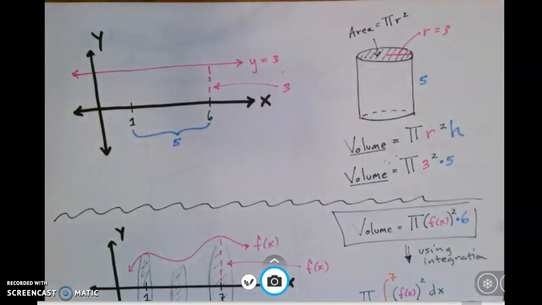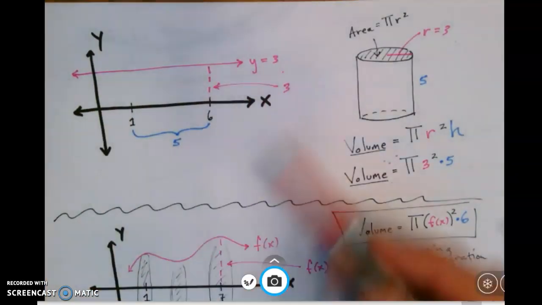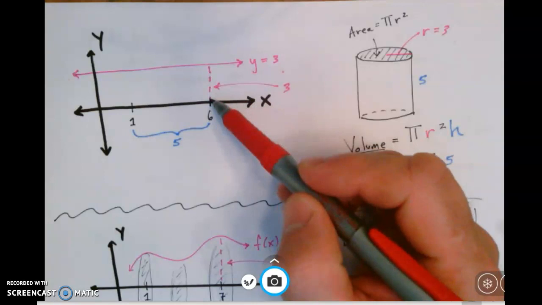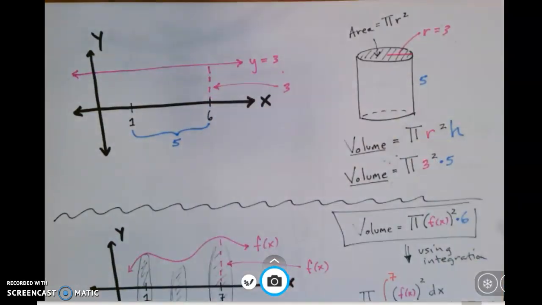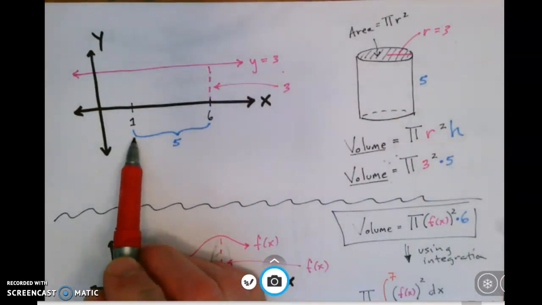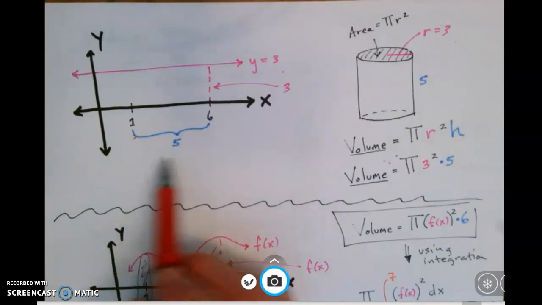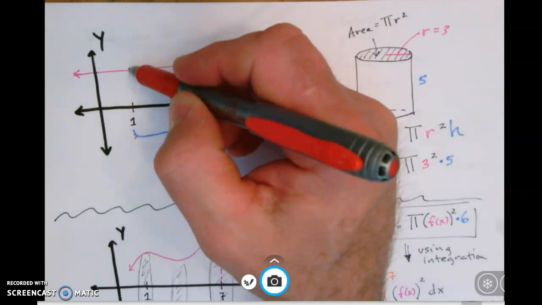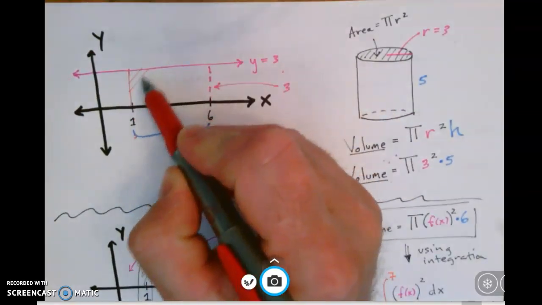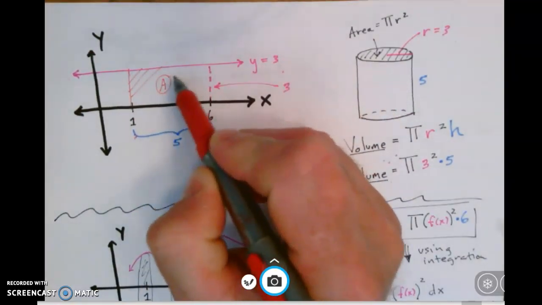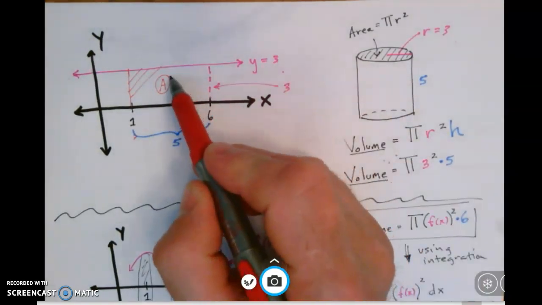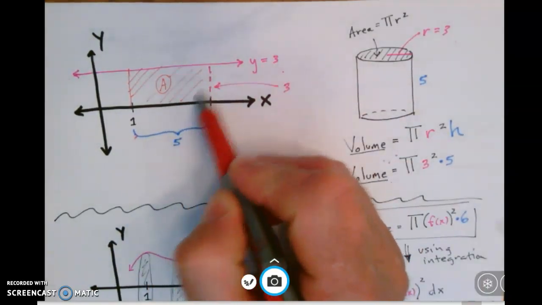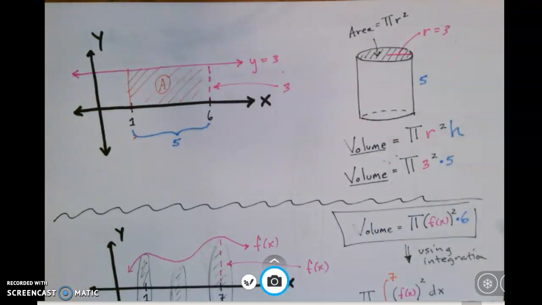So y equals, in this case, y equals 3. This distance right here is 3 away from the x-axis. And we're talking about from 1 to 6, so this distance here is 5. What we've done previously is we've just found this area in here, and we know this area to be 3 times 5 or 15. That's a little bit of what's happening here, but we're not going to focus on that.